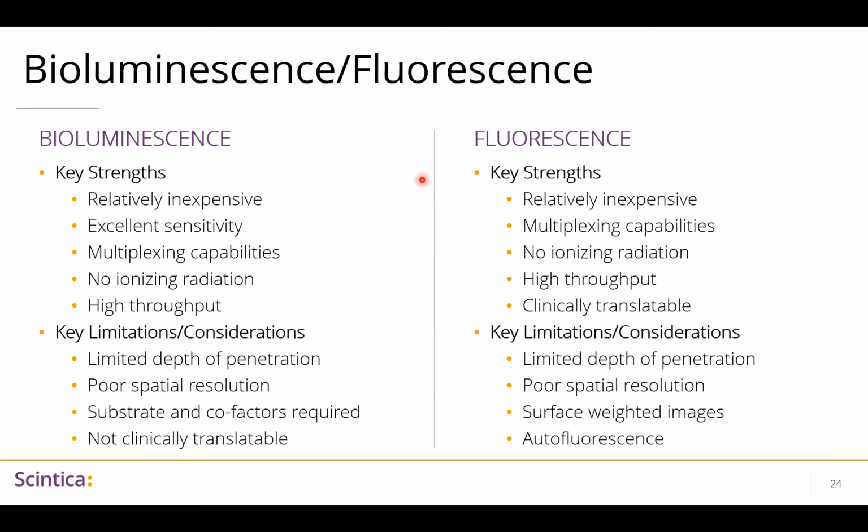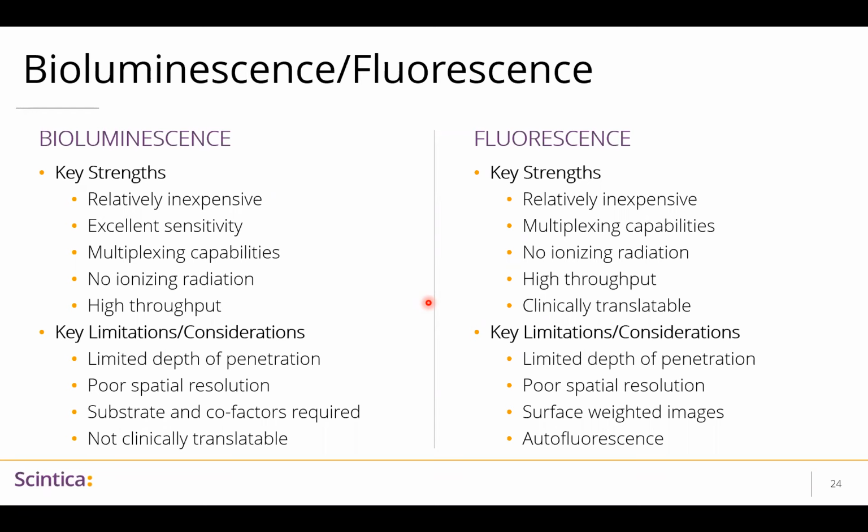So some of the common strengths between the two: they're both relatively inexpensive, relatively high throughput, with no ionizing radiation. In bioluminescence, there's excellent sensitivity. Again, both have multiplexing capabilities. Bioluminescence is not translatable into the clinic because we have to manipulate those cells to express the luciferase. However, fluorescence imaging is where we can inject a fluorescent compound to, say, specifically target tumors. We're then able to image that clinically to be able to isolate those cells. And we'll talk about that in the papers that I look at towards the end of the presentation.